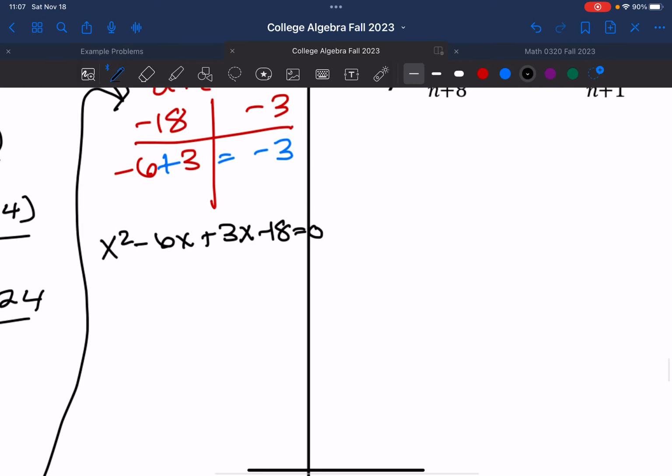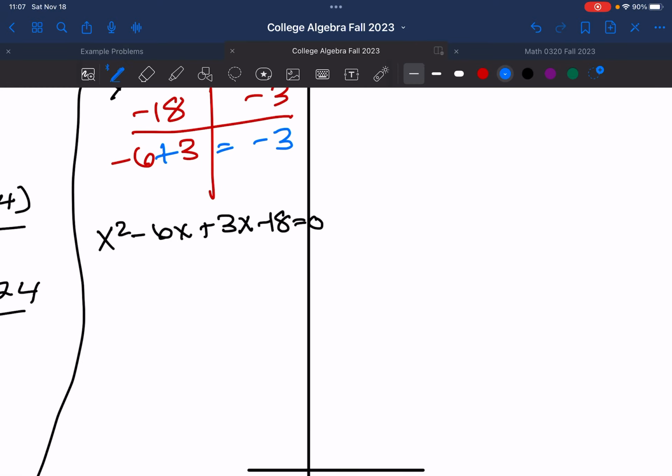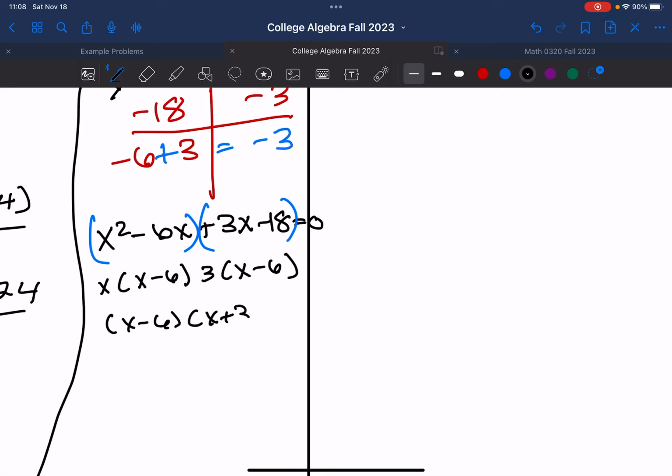And I'm going to zoom in right here. Then I do my factor by grouping and take out a GCF from each. So I have x, and I'm left with x minus 6. And then I can take out a 3, and I'm left with x minus 6. Remember, I want those parentheses to match. So then I have x minus 6 and x plus 3 equals 0 as my factors.